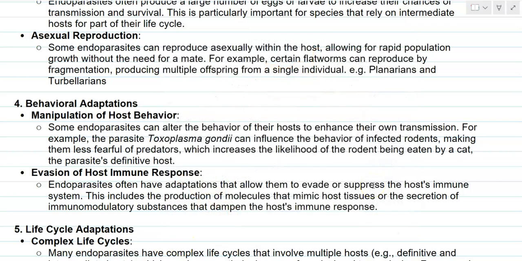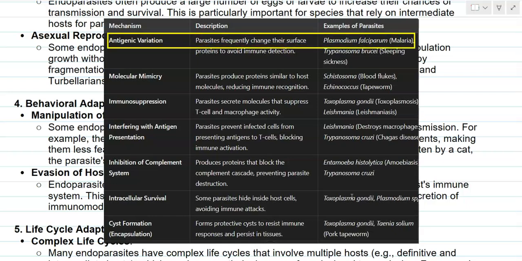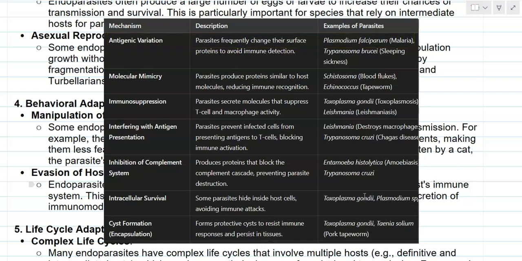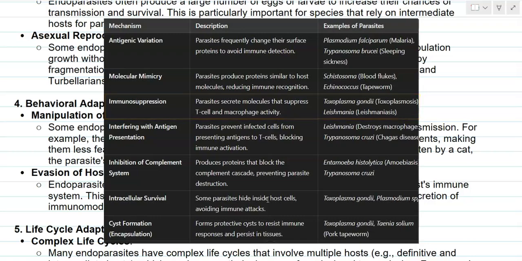The next one is the evasion of the host immune response. Endoparasites often have adaptations that allow them to evade or suppress the activity of the host immune system. For example, the malaria parasite Plasmodium can create antigenic variation. Toxoplasma, which we have seen previously, which causes toxoplasmosis, can produce certain molecules that mimic the host T cell as well as macrophage activity.